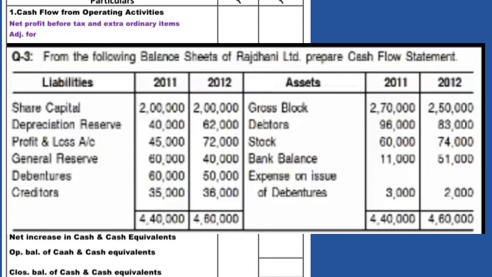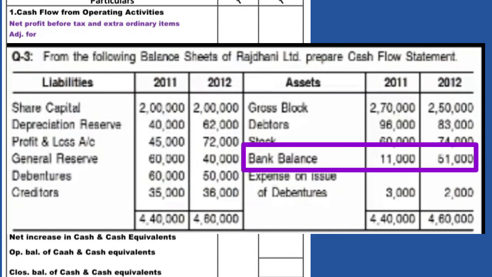First check, is there any balance in cash, bank or marketable securities in this question? Yes, there is a bank balance. If cash and bank balance both are there, we need to add both. In this question, bank balance in 2011 is rupees 11,000 and 2012 rupees 51,000. But here there is only bank balance.